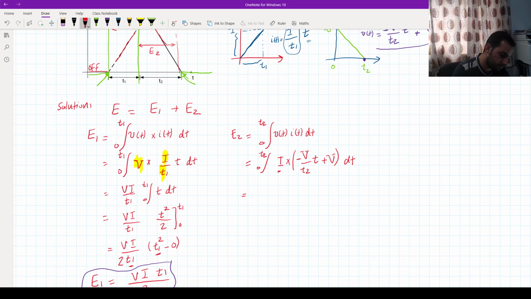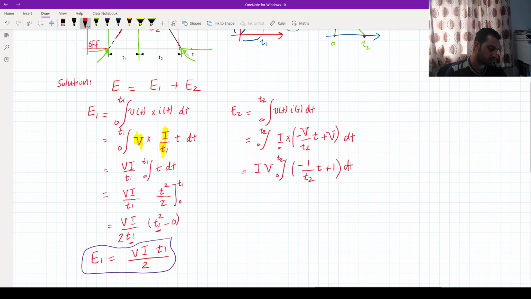We have here the I is constant, and we can take this voltage and that voltage out, okay, and they are constant, so I can really take them out as I V, and the integration will just keep the others inside, which is minus 1 divided by T2 T plus 1. So this is the integration that we want to conduct, okay?